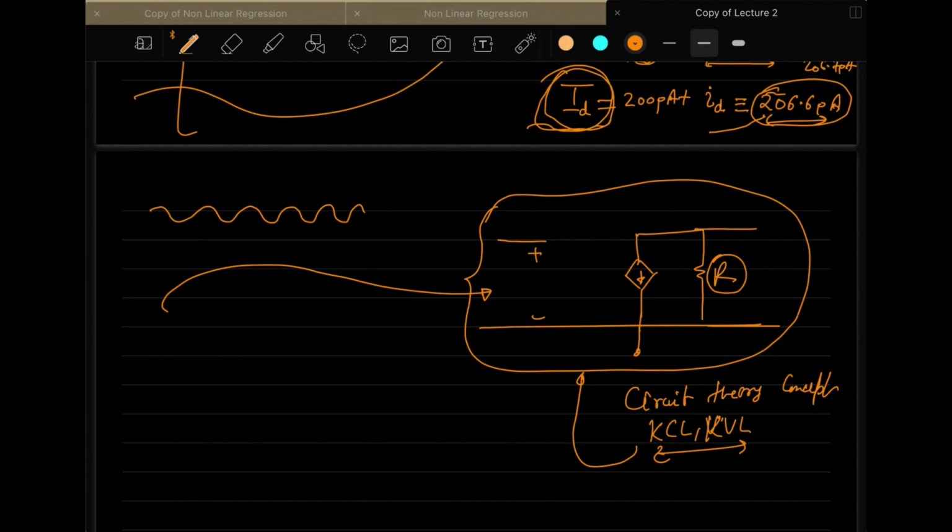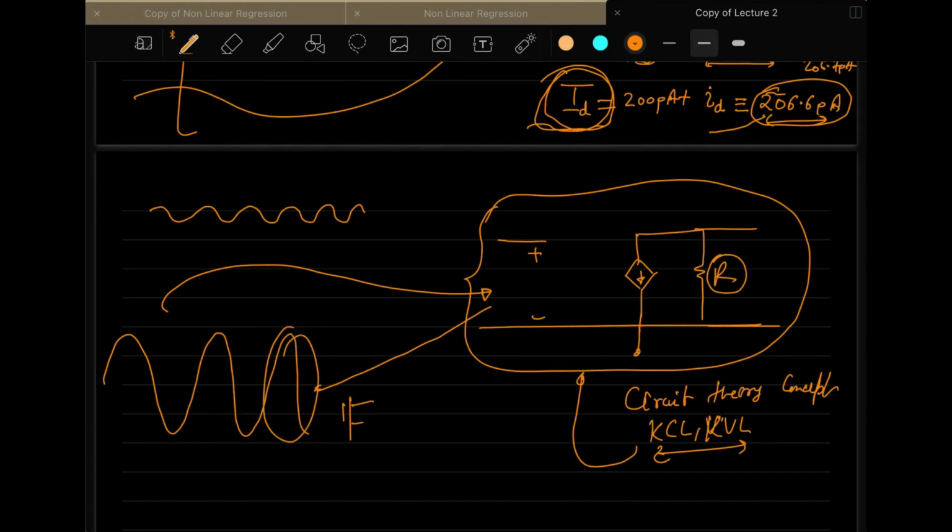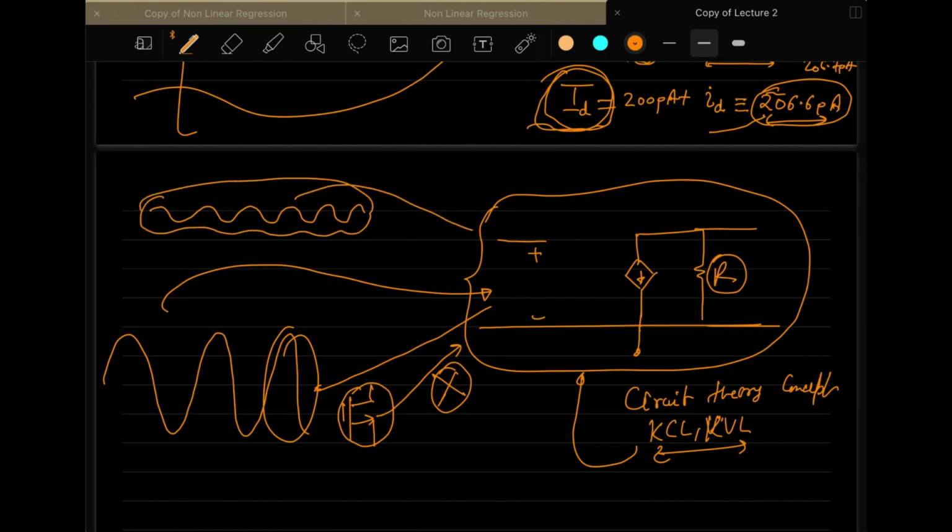But if the signals are large like this, then you cannot replace the MOSFET by this circuit. It's not possible. Then you have to resort to large signal model analysis, which we had done last time. But if you have small increments, a small change, then you can replace it by this and do circuit theory, KCL, KVL, nodal analysis, voltage gain, and all that type of things. This is important, which I wanted to tell you through this example.